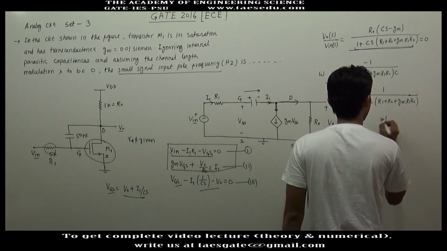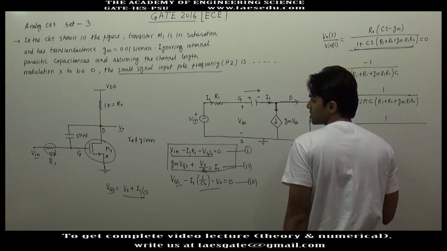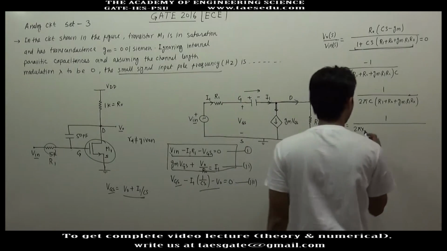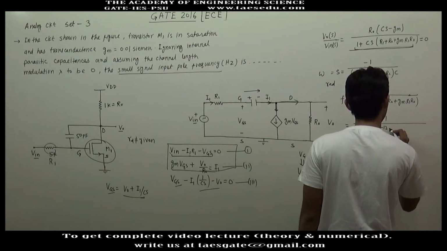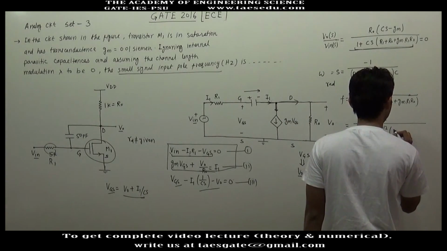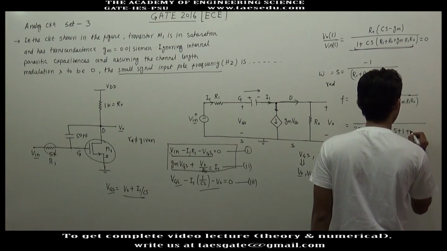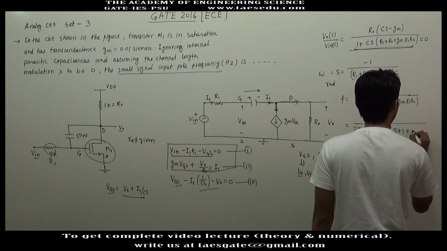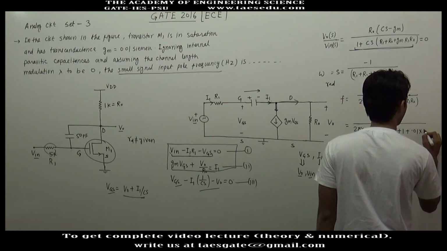So this will be 1 divided by 2 pi into C is 50 picofarad, 10 to power minus 12. R1 is 5 kilo ohm, R0 is 1 kilo ohm plus GM is 0.01 into 5 kilo ohm into 1000 ohm.